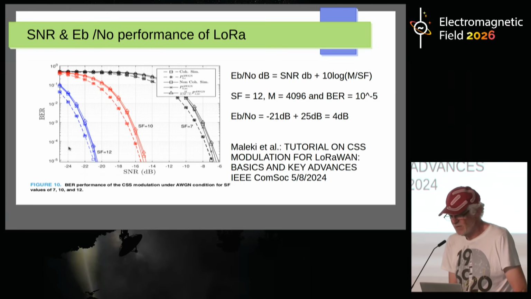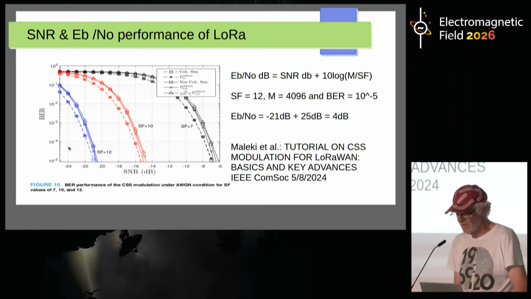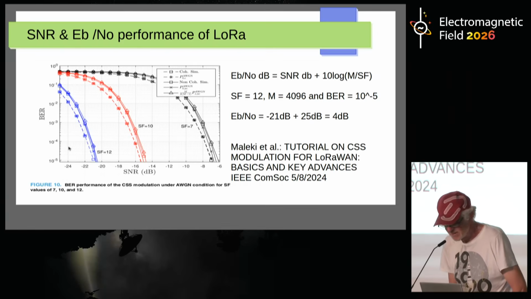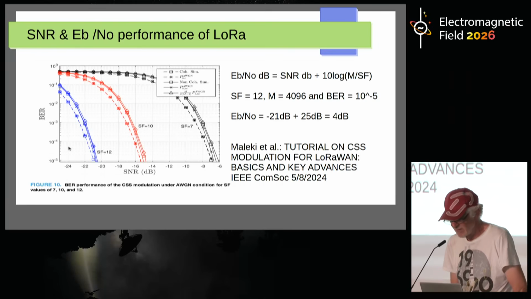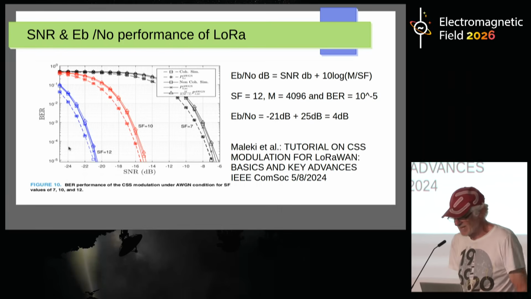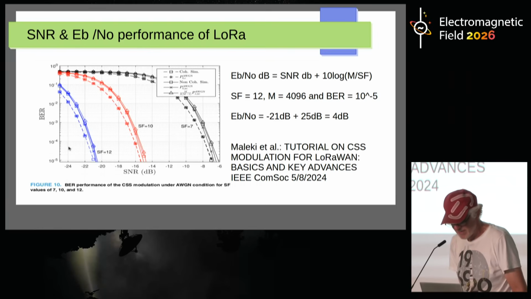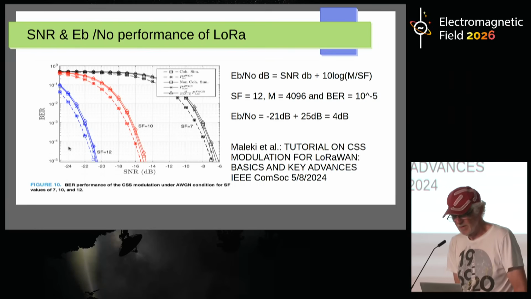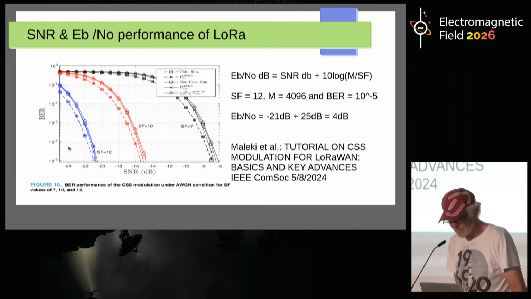If you calculate log of m, where m is the spreading factor, it's 2 to the power of the spreading factor. So using that, we see we have to add 25 dB to that, and the energy per bit to noise spectral density at 10 to the minus 5 is 4 dB. And that comes from that IEEE ComSoc paper, which is a really good paper for anybody interested in LoRa performance.